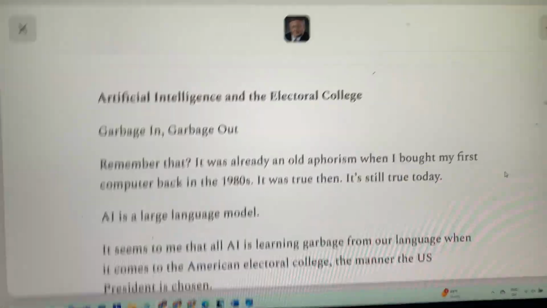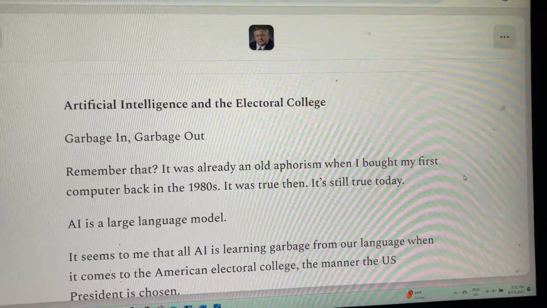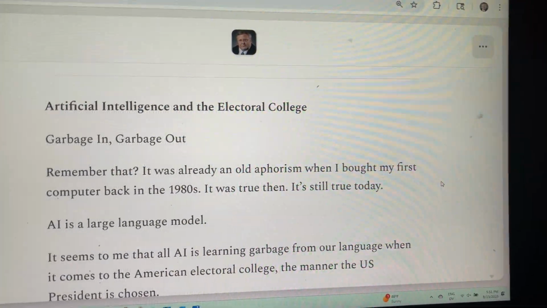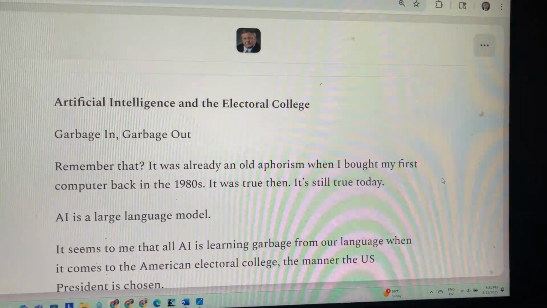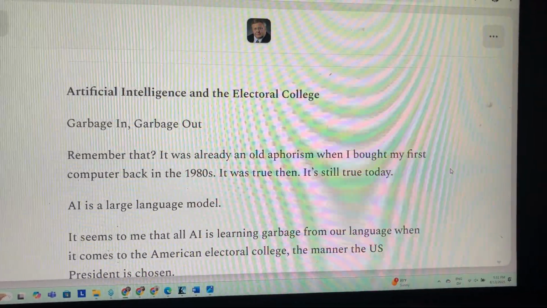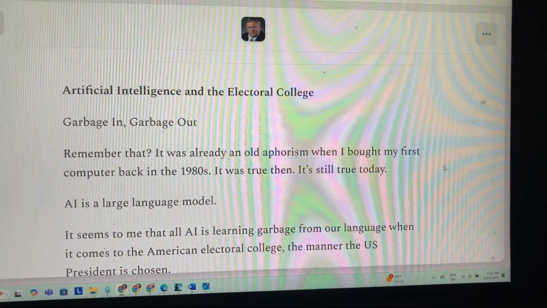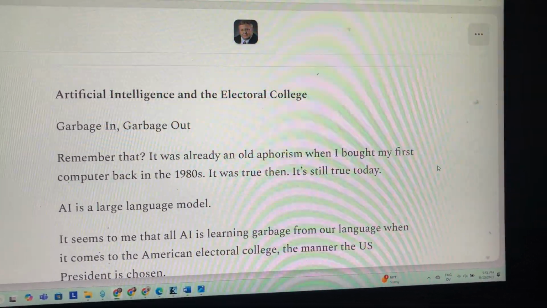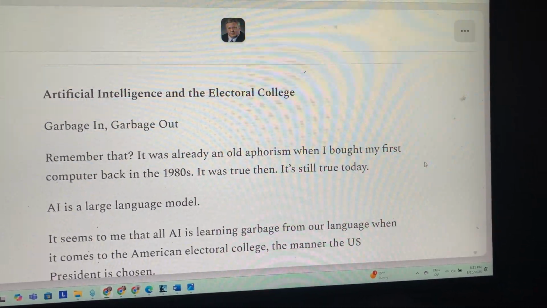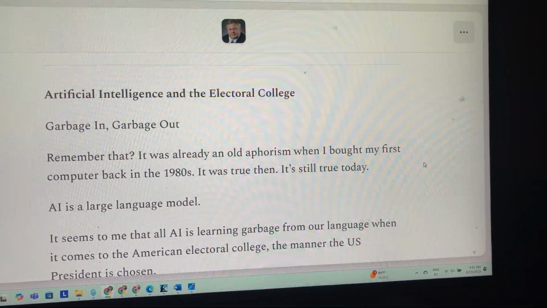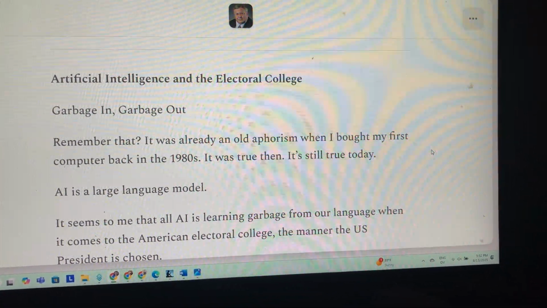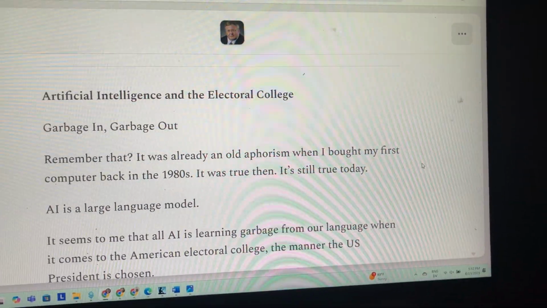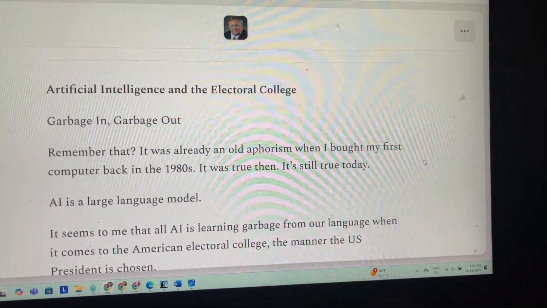The artificial intelligence large language model takes in language, either already printed text or talk that's translated into text, and puts things together. However, when it comes to the Electoral College, and I've been looking at this for a week, there's so much false information about the Electoral College, especially its origins, that I didn't get a single correct answer on AI.